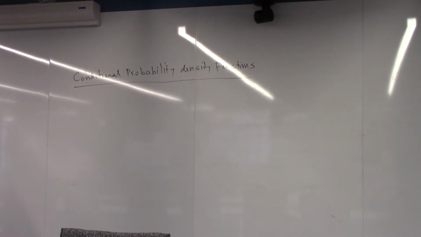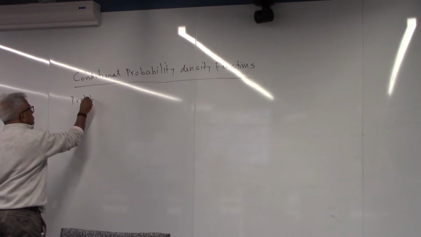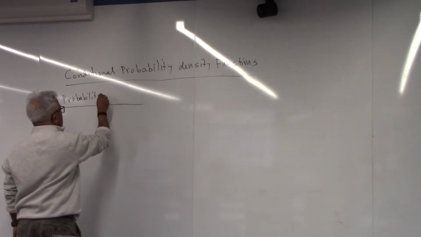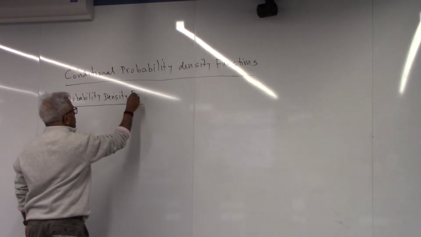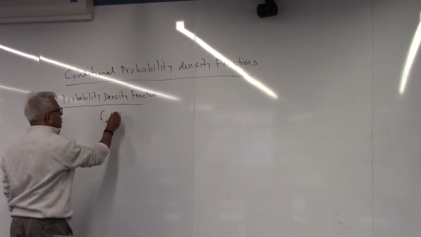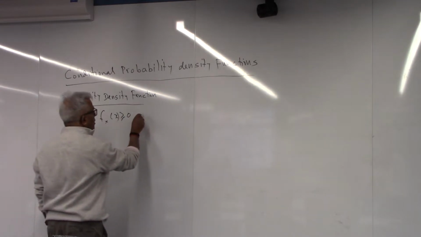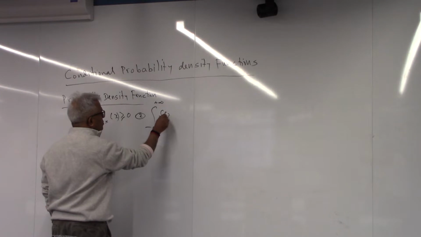So let me talk about conditional probability density functions. We know a probability density function actually describes everything about the random variable. A probability density function is non-negative, so any function which is non-negative, with only two properties, and the area under the function is 1. So this is a density function.